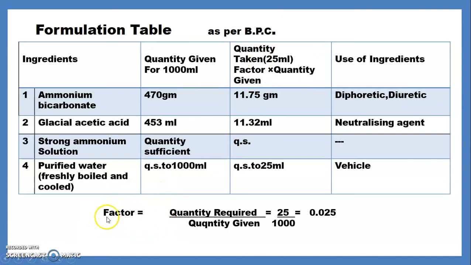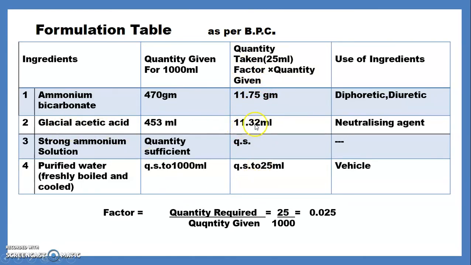Quantity taken can be calculated by calculating the factor. The factor is calculated from quantity required and quantity given. Our quantity required is 25 ml, quantity given is 1000, so our factor is 0.025. By this factor we multiply the quantity given and get the quantity taken. That means ammonium bicarbonate is 470 grams, multiplied by 0.025, we ultimately get 11.75 grams, which is for the 25 ml. In this way we multiply the quantity given by the factor and ultimately get the quantity taken.